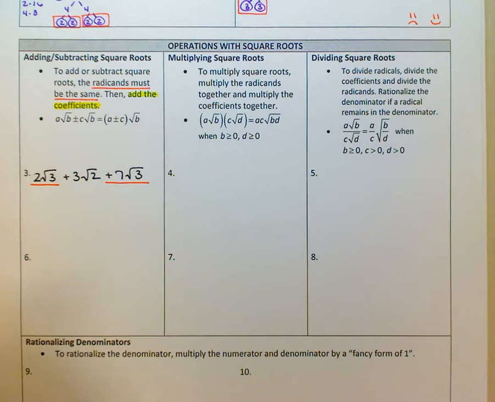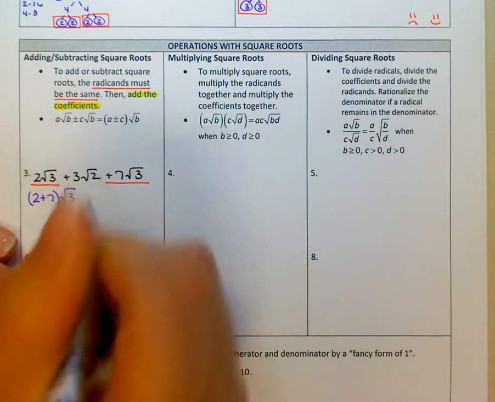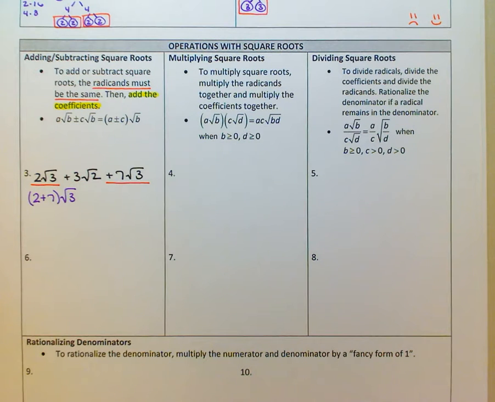So what we are going to do is we are going to simply add their coefficients. So what that's going to look like is we're going to take 2 plus 7, and we're just going to keep the square root of 3. We're not going to touch it. It's just like like terms, like it's an x. So we're going to do 2 plus 7.